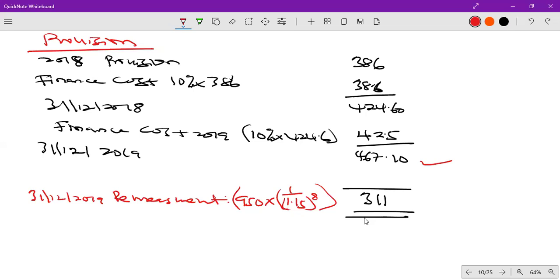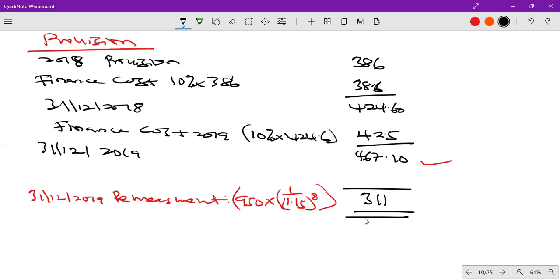$311. What is the provision that we are having in our books? 467.10. So you know that a provision is a liability. And once you have a decrease in liability, it becomes what? A gain. Again, once there is an increase in liability, it becomes what? A loss.